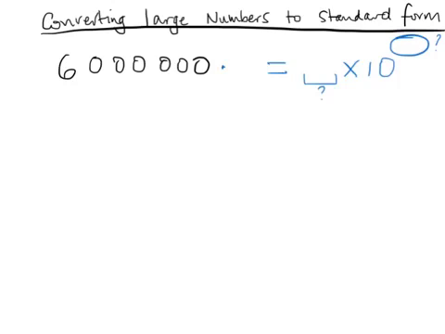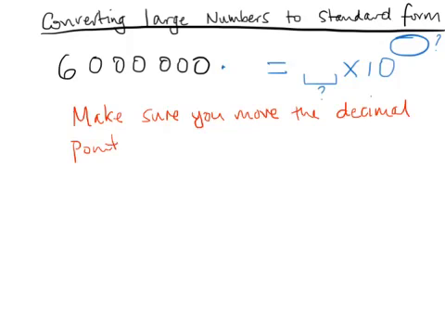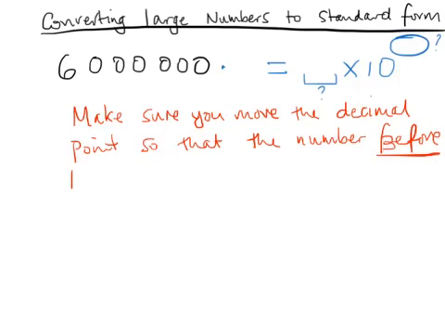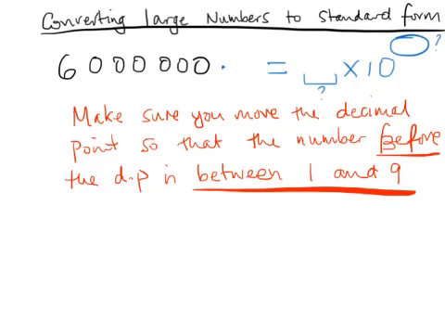So let's just write that down. This is really important. Make sure you move the decimal point so that the number before the decimal point is between 1 and 9. Between 1 and 9. So it starts off here, and we want the number before the decimal point between 1 and 9.